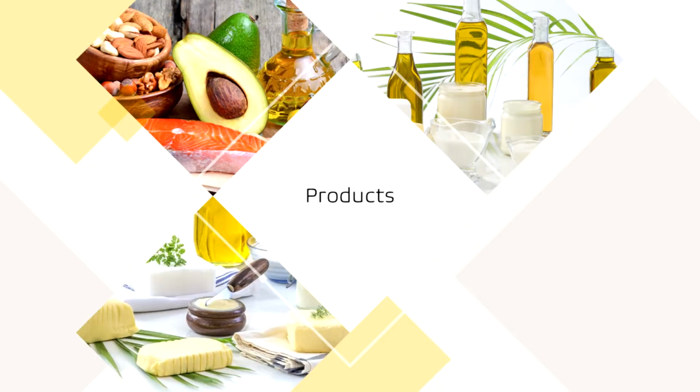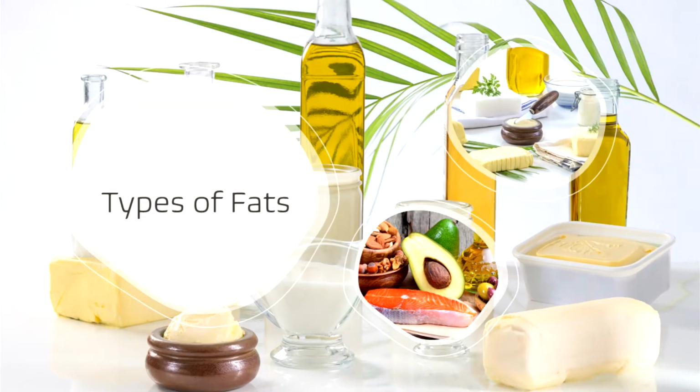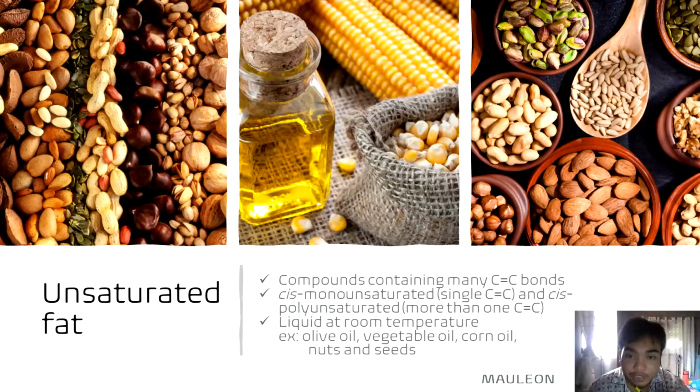The products commonly made in this industry are olive oils, canola oils, palm oils, coconut oils, and butter. And these oils are commonly made from different types of fats. Let's start with the first type of fat, unsaturated fat.